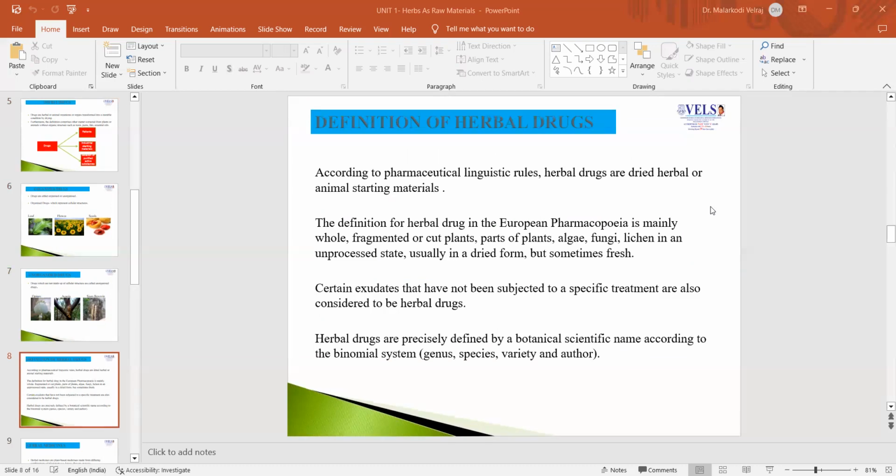Definition of the herbal drugs. According to the pharmaceutical linguistic rules, herbal drugs are dried herbs or animal starting materials. The definition for herbal drug in the European Pharmacopoeia is mainly that they are whole, fragmented, or cut plants, parts of plants, algae, fungi, lichens in an unprocessed state, usually in a dried form, but sometimes they are used in fresh conditions also. Certain exudates that have not been subjected to a specific treatment are also considered to be herbal drugs. Herbal drugs are precisely defined by a botanical scientific name according to the binomial system: genus, species, variety, and author.